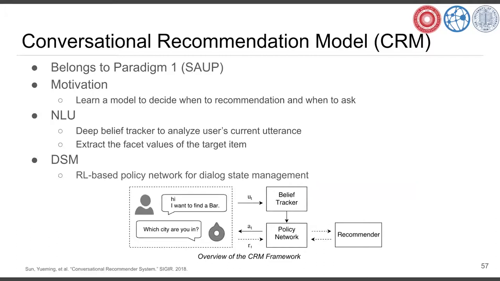So the first work we introduce is a conversational recommender system, which was accepted by SIGIR 2018, where it utilized a reinforcement learning framework based deep policy network as dialogue state management. For the user utterance during the conversations, this work introduced a belief tracker module to extract the facet value pairs in the conversational turns.